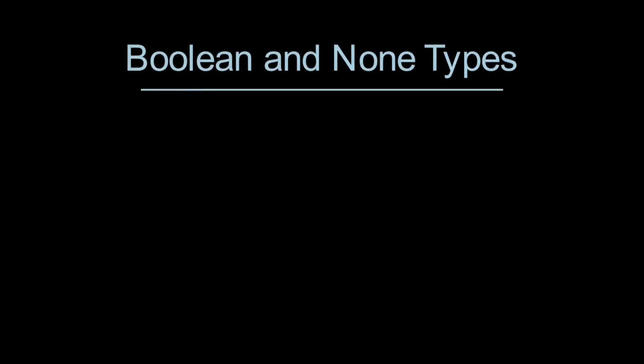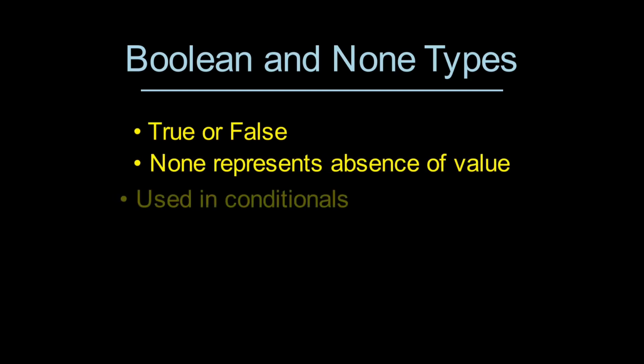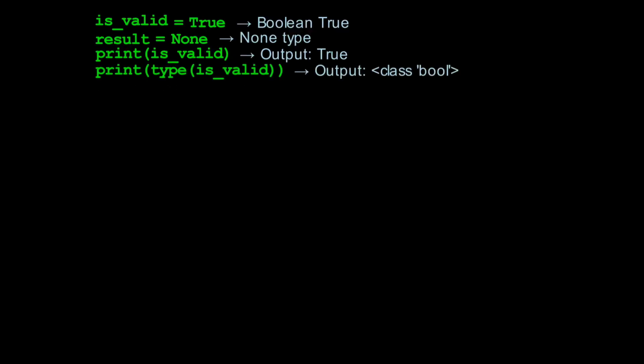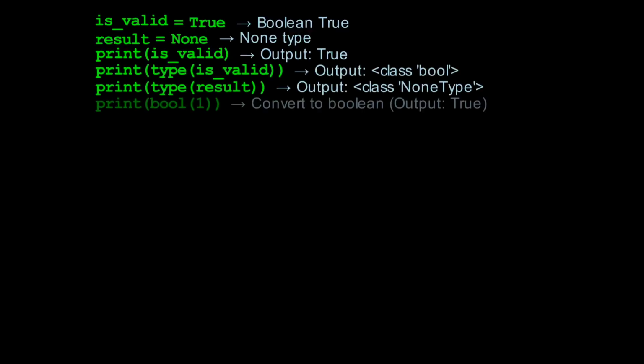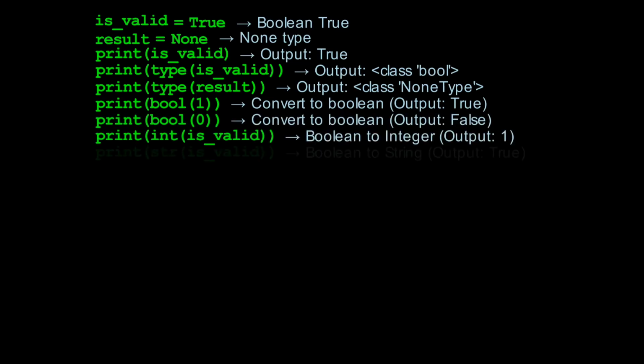In this section, we will explore Boolean and None types in Python. Boolean represents two values, True or False. The None type, on the other hand, represents the absence of a value. These are commonly used in conditionals and logical operations. is_valid is assigned True, which is a Boolean value. The variable result is assigned None, meaning it has no value.